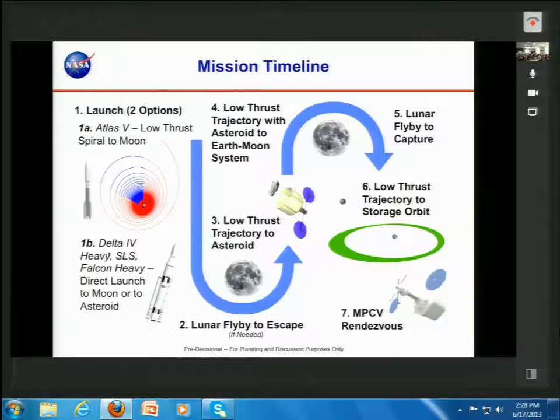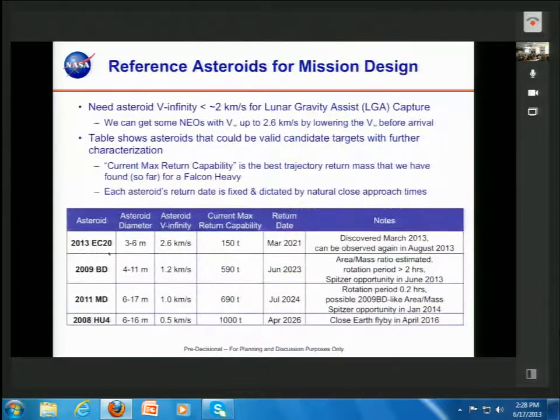On the next slide, I'm going to talk about picking asteroids. In order to use a lunar gravity assist, we need a V-infinity with respect to the Earth of about 2 kilometers a second or less. The V-infinity is what you get if you calculate an asteroid's kinetic and potential energy with respect to the Earth and convert it all into kinetic energy; the velocity from 1/2 mv squared is the V-infinity.